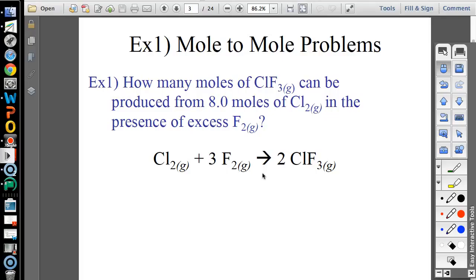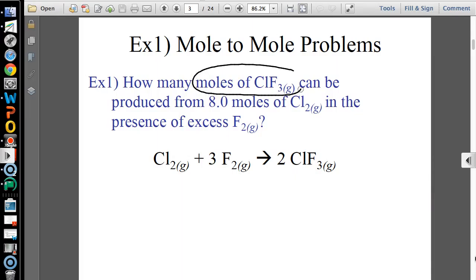How many moles of ClF3? I already know that's a circle. I can already tell that's what they want. We're going to be switching from one hand to the other, right? So I don't need to just circle moles. I need to circle moles of ClF3, because I have moles of all of these things in this equation, right? So that's what I'm looking for. Any problems with that? Y'all are pretty good with that kind of thing. Can be produced from 8 moles of Cl2.